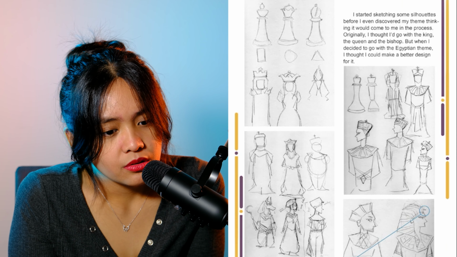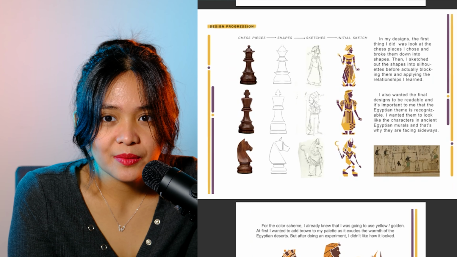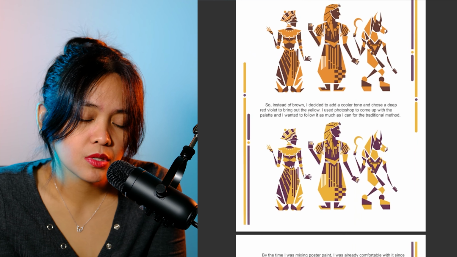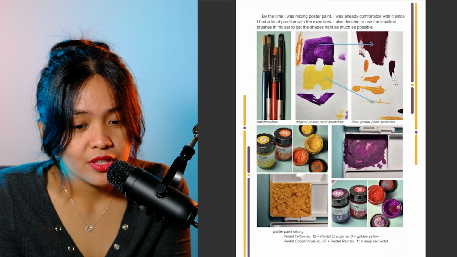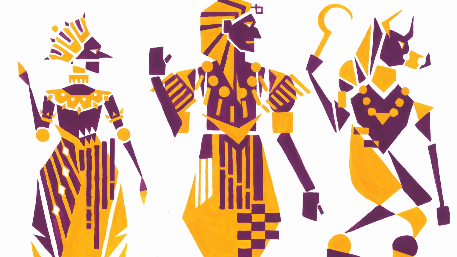I drew out the shapes first, sketched the characters, and broke them down into pieces. I used poster paint and mixed some hues here and there to bring out the color that I wanted. Here's the process, and this is the final outcome.